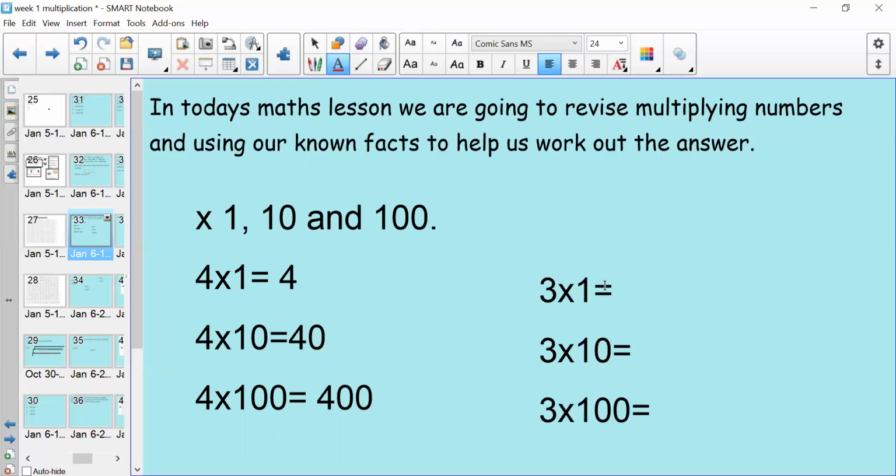Okay, and the same for this side. 3 times 1 is 3. Therefore, 3 times 10 is 30, and 3 times 100 is 300. So we need to know that if we're doing 3 times 10, this number 3 is getting 10 times bigger, which is 30. And if we're doing 3 times 100, this 3 is getting 100 times bigger, which would be 300.